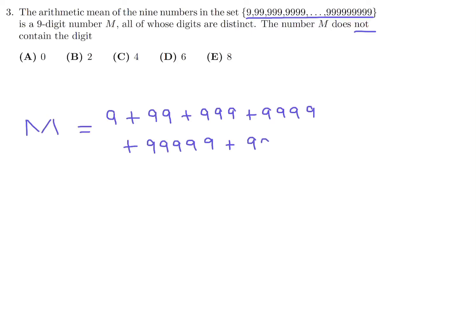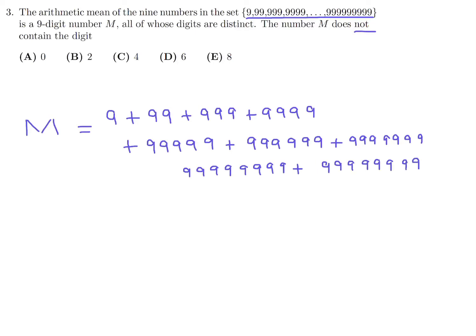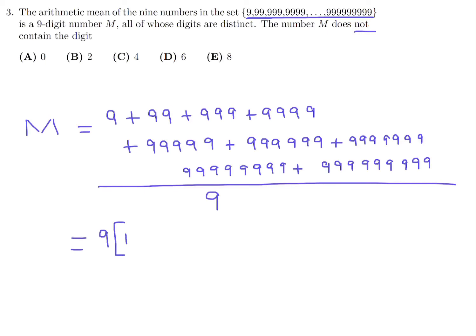So we got 5 nines, 6 nines, 7 nines, 8 nines, and then finally the last one is 9 nines. All right, so those are all the numbers. And of course, to figure out the average or the mean, you have to divide by the number, 1, 2, 3, 4, 5, 6, 7, 8, 9 of them. All right, so this is the big long. So the first thing, of course, I saw is that you factor out the 9. And if you do that, you'll get 1 plus 11 plus 111, and so on, like that.